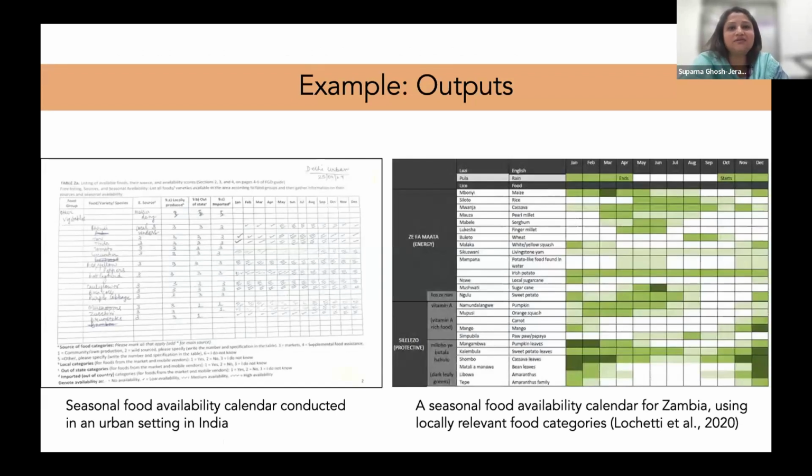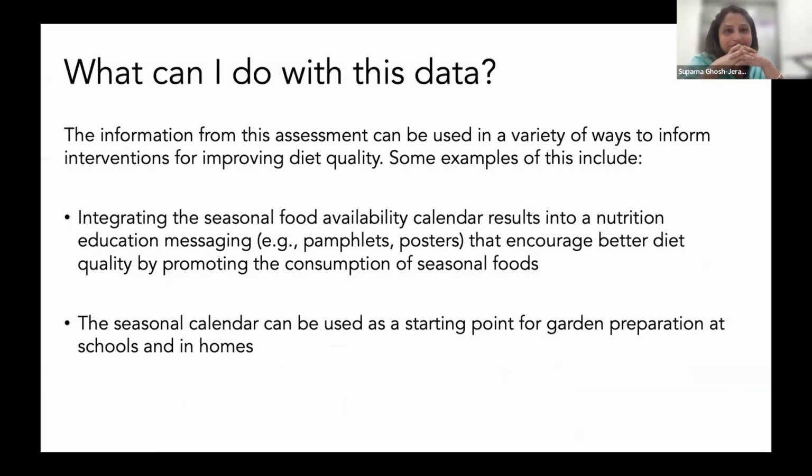So this is how the food availability calendar looks. It can be in the form of a heat map, or an availability tool where we have tick marks, wherein the more ticks, the more availability of that particular food in that period of time. Relating the months to events and festivals and other things is very critical in administering this tool. Next slide. So what can I do with this data?